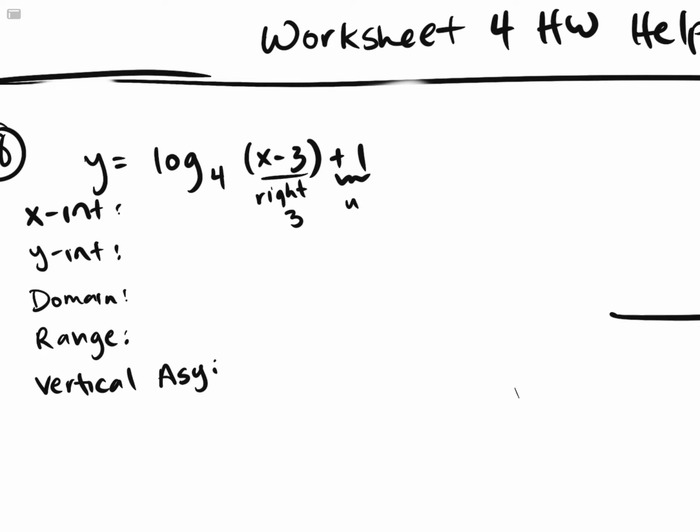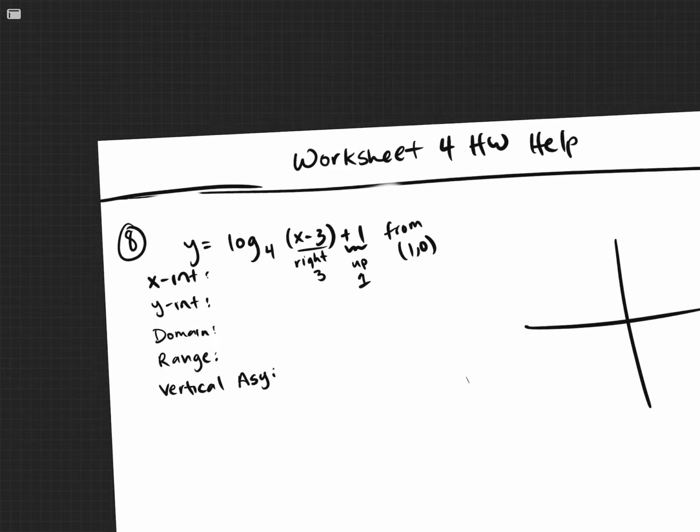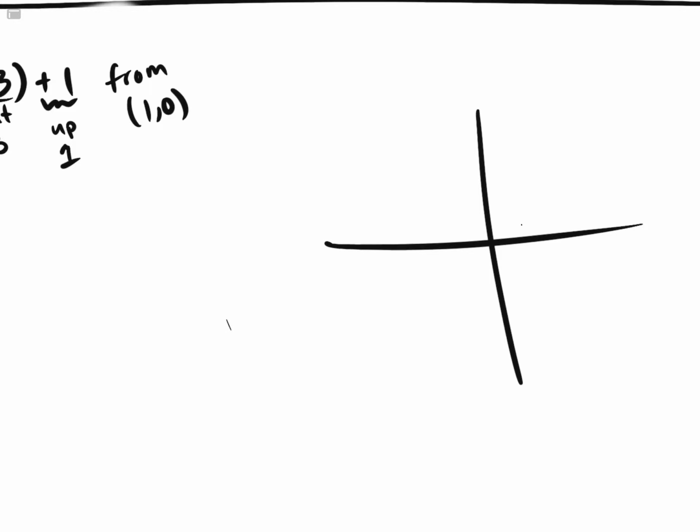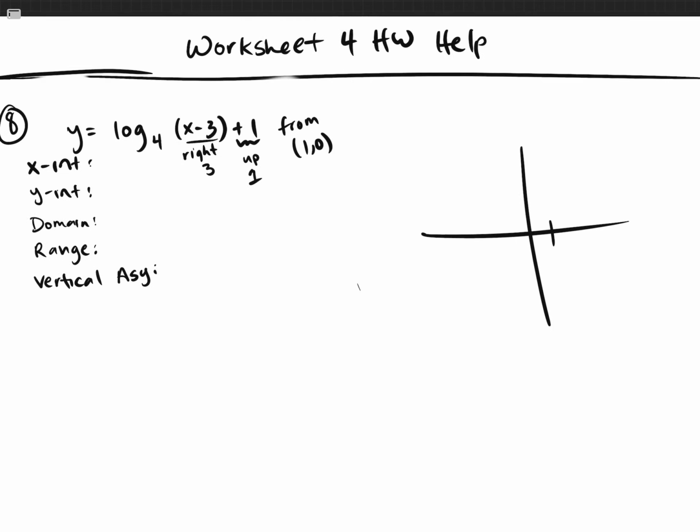So x minus 3 is right 3. That plus 1 at the end there is up 1. Again, since we're translating right 3 up 1, we usually go from 0, 0, but for logs, we go from 1, 0. Again, 1, 0 is just this part, 1 to the right of 0, 0. We're going to go right 3 more, so 1, 2, 3. We're going to go up 1 from that, and that places us right here.